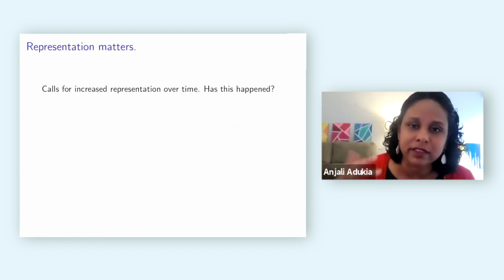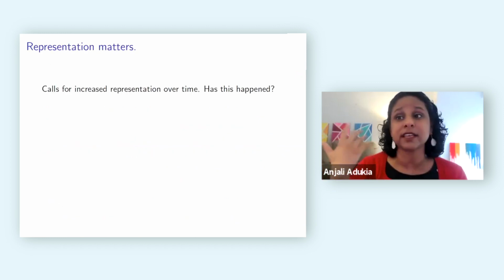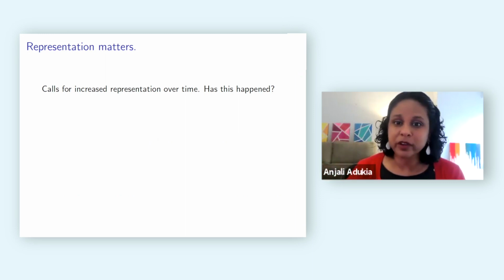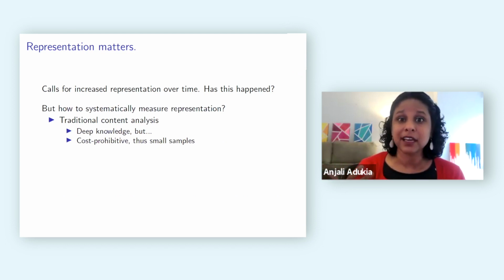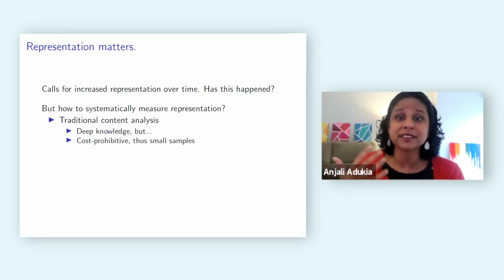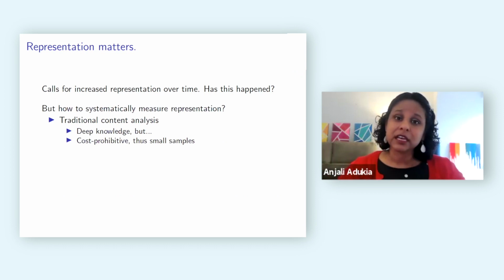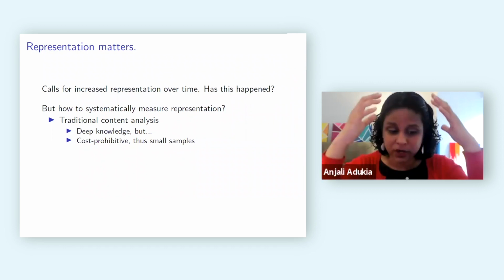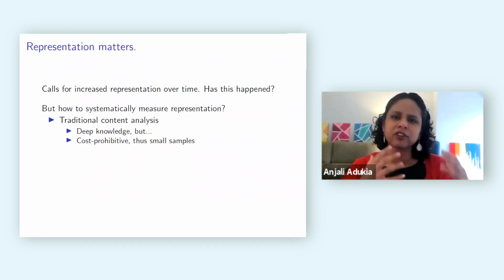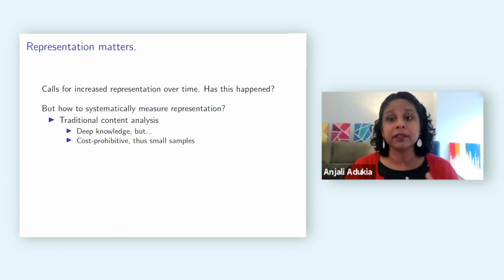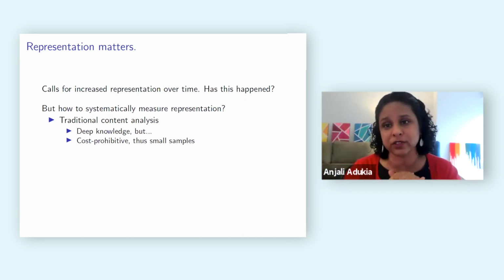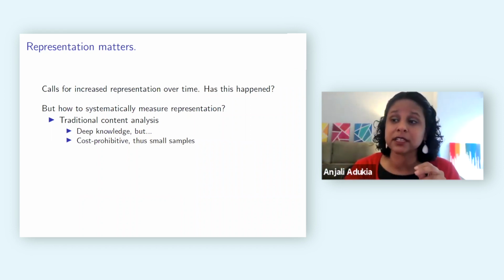So there is this notion that representation matters, and there have been these calls for increased representation over time. And what we don't really know is, has this actually happened? But an important part of that is to understand how to systematically measure representation. In traditional content analysis, people literally would go page by page and get very deep knowledge and understanding about the characters in a book. But this is extremely expensive to do, both in terms of time and other resources. And so therefore, necessarily these analyses are often limited to small samples.